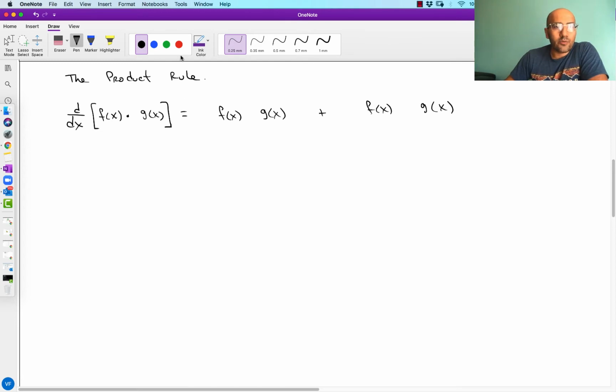Okay, so what we're going to do is take the derivative of one of them, the first one, say. So we're going to take d dx of the first function, leave the second function alone, plus now leave the first function alone, and then take the derivative with respect to x of the second function.